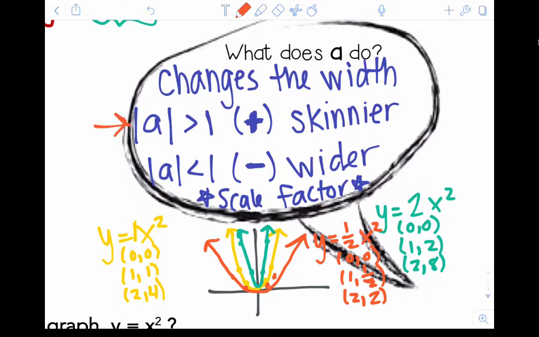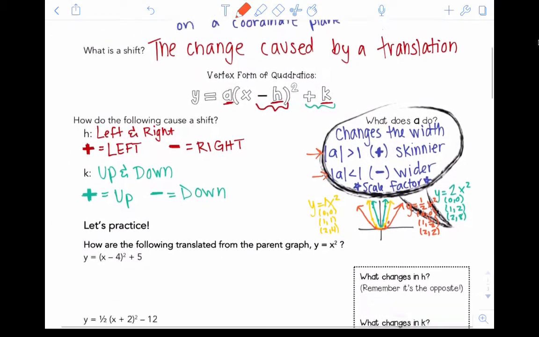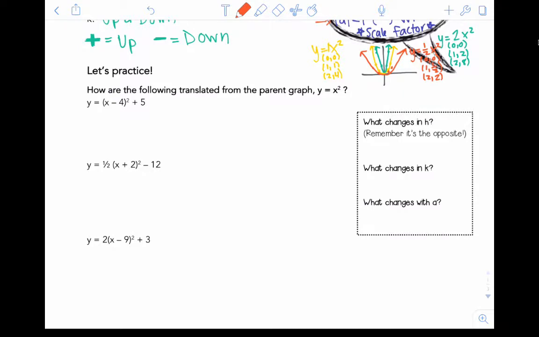So when that a value, the absolute value of it, is greater than 1, or if there's an increase, then it gets skinnier. And if it's less than 1 or there's a decrease, it gets wider. So let's go ahead and do some practice. We have 2 different types of problems we're going to do. One of them is figuring out what translation happened, and the other one is, given a translation, what is the new equation? We're going to do each of those just starting with comparing with the parent graph, and then we will throw in other equations that are being translated from.